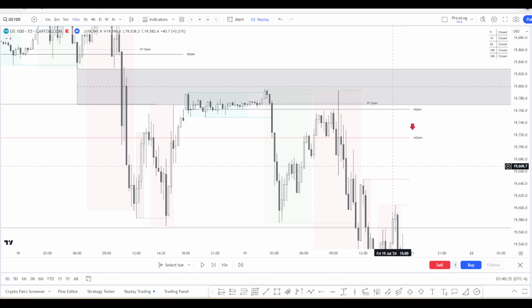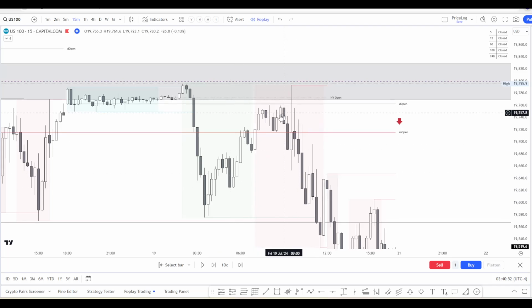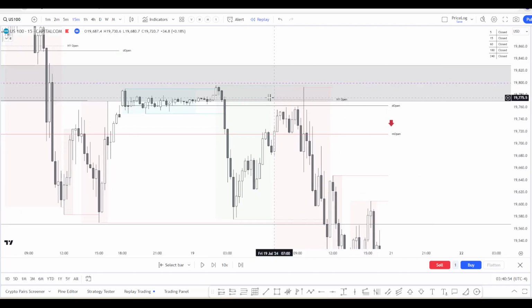And then at the same time, we have that 15-minute change in state of delivery right here that you actually see right on the NY open as well. You see they failed to close above, and so coming into New York, we might be more bearish than bullish, and we would just wait for New York to actually close below a swing low.